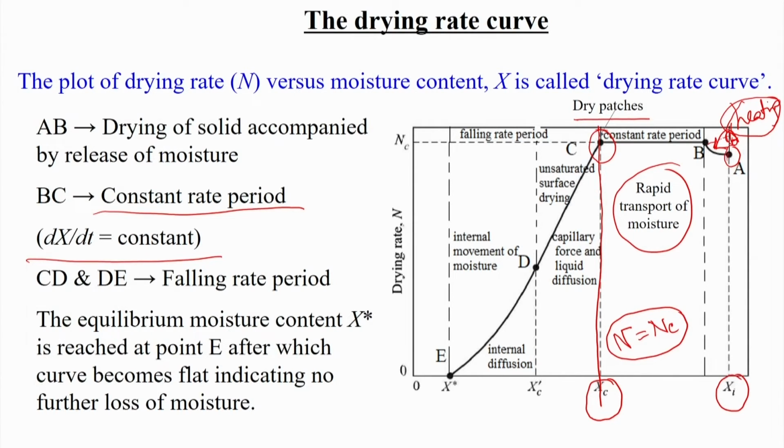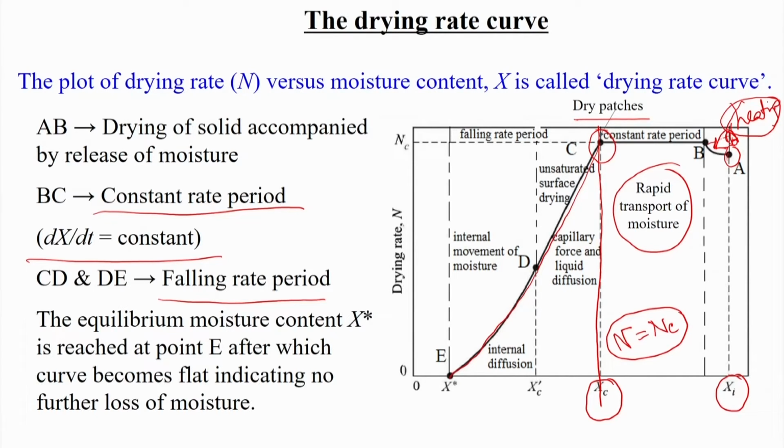So, whether X I is very high or very low, it is not dependent on that. In that case the drying rate will remain constant, that is N C. But whenever dry patches appear, at the same time the moisture content inside the solid decreases, and then the falling rate starts. From C to D, and from D to E, these are called the falling rate period.